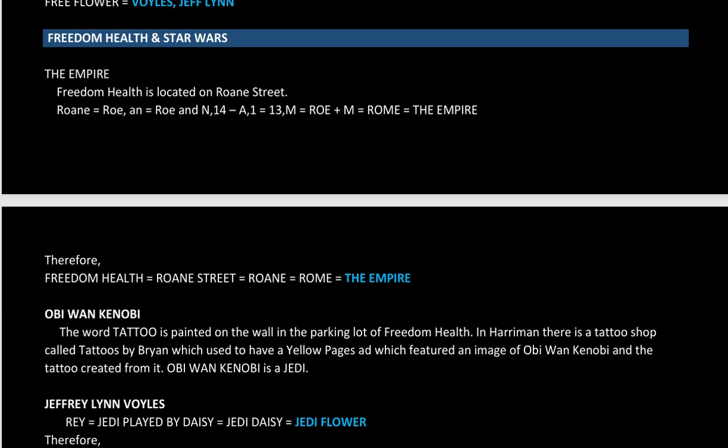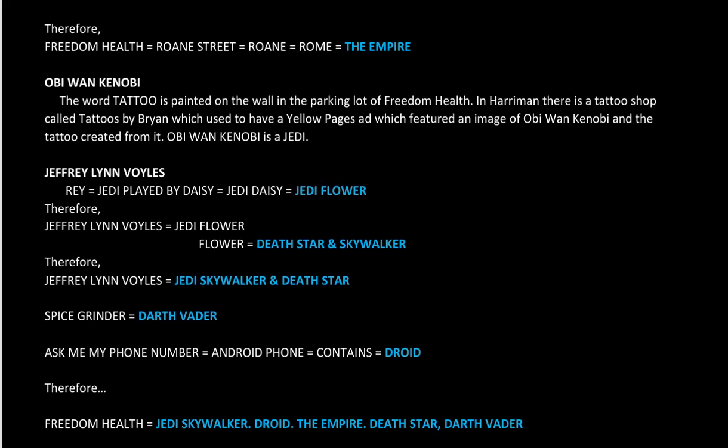Freedom Health, Star Wars. Okay, Freedom Health is located on Rome Street. Rome translates to Rome. That's the Empire. There's a wall beside Freedom Health's front door. On that wall is painted the word tattoo. In downtown Harriman, across from the library, there's a tattoo shop called Tattoo by Brian. They used to have a Yellow Pages ad, and the ad was a picture of Obi-Wan Kenobi, and beside that was a tattoo of Obi-Wan created from the photograph. So tattoo represents Obi-Wan Kenobi.